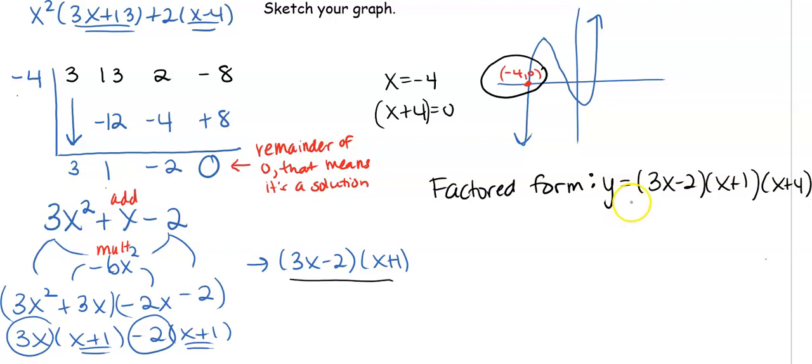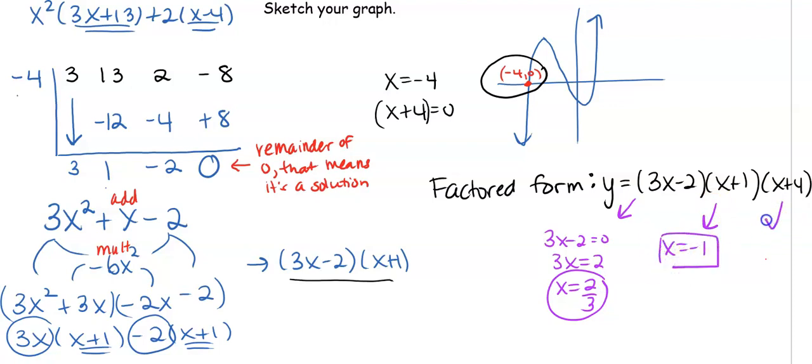That allows us to find all of our solutions. 3x minus 2 equals 0. We move that 2 over and we get x equals 2/3. x is equal to a negative 1 and x is equal to a negative 4. And we're lucky here. We had 3 real solutions. So this is going to be at 2/3, 0, and this is at a negative 1, 0.